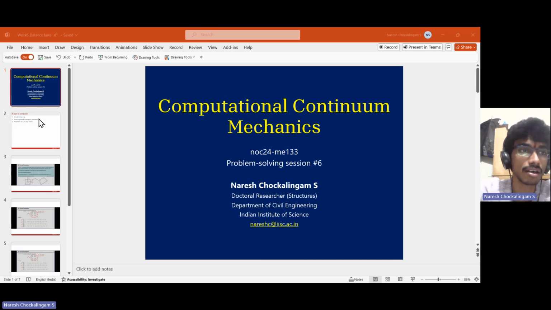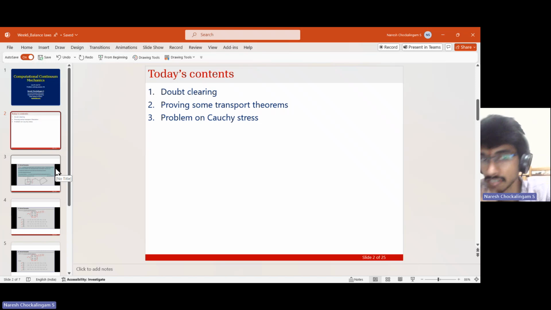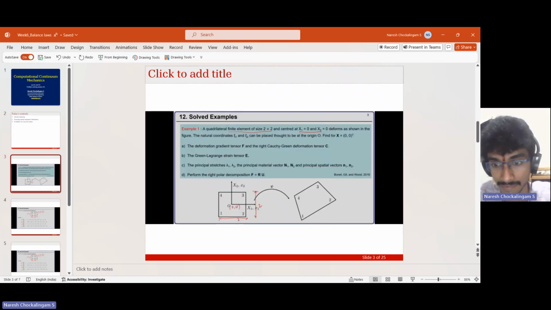So today, the plan is to have three main sections. The first part will be clearing some doubts that were raised by a student. Then we'll look at some interesting theorems, transport properties. We'll derive them so that you get practiced in the tensorial notation. Then finally, we'll solve a problem similar to the one given in your assignment that is due on Wednesday. That will help you with computing principal stresses in other areas. So let's get started.